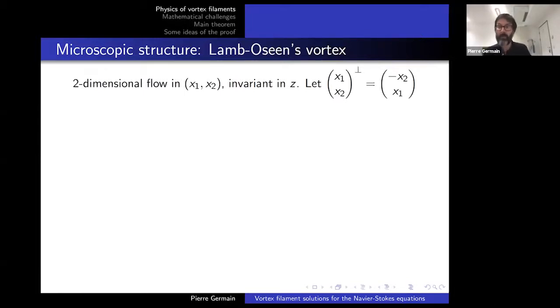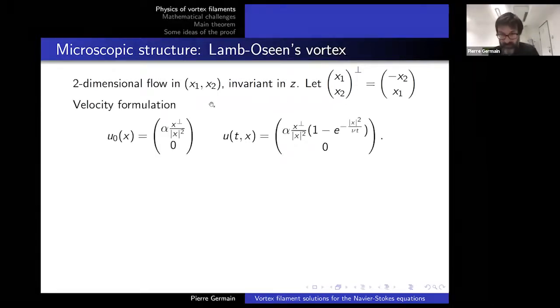So let's start with the microscopic structure, which is the Lamb-Oseen vortex. So it's a 2D structure. In order to describe it, I just retain the unknowns x1, x2, and everything is invariant in the z direction, the vertical direction, if you want. So everything happens in a horizontal plane. And as usual, this perp sign means that you rotate your vector by pi over 2.